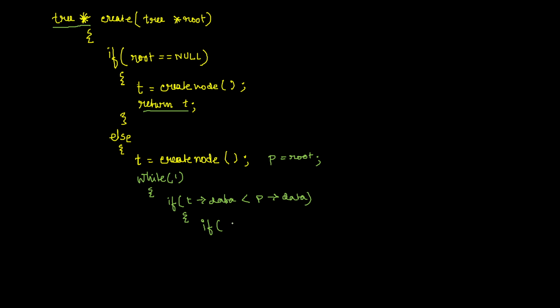So you can check that if p left not equal to null. p left not equal to null means what? You have to go to the left. So you must change your position as p equal to p left.